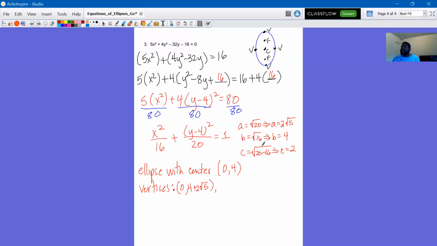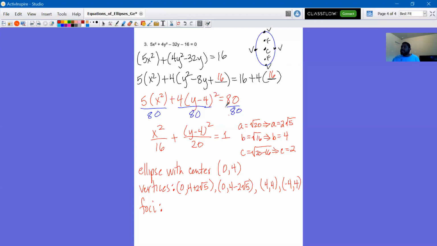And then we're going to subtract a from the y coordinate of the center, which is 0, 4 minus 2 square root of 5. And then we're going to add b to the x coordinate of the center, which gives us 4, 4. And then we're going to subtract 4 from the x coordinate of the center, which is negative 4, 4.